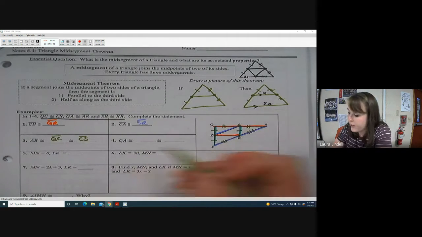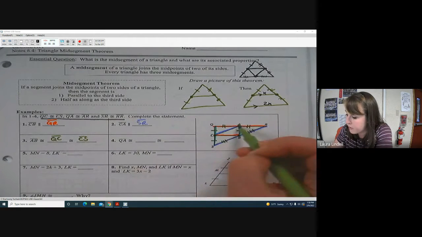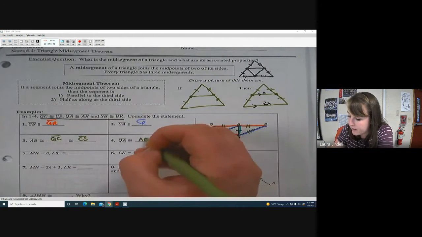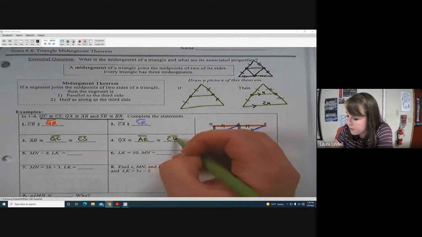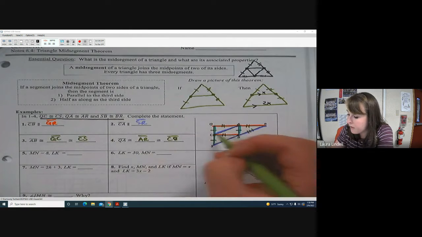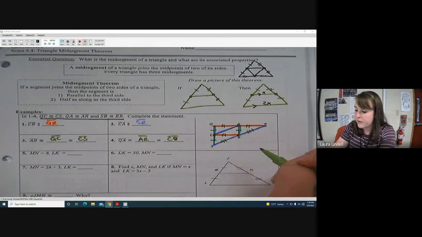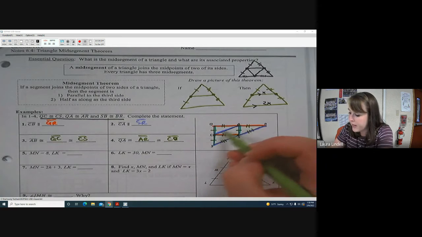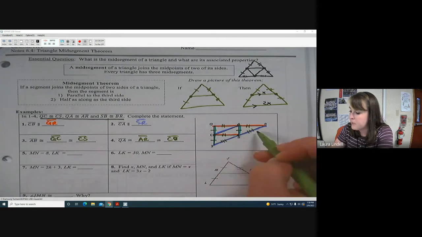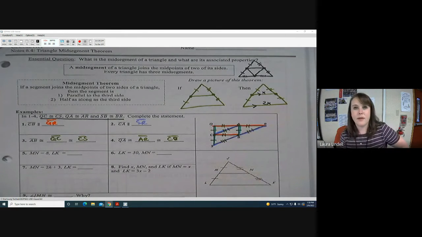So like with QA here, we want to know what that's congruent to. Well, we know QA is congruent to AR because we already have that. But it's also congruent to CB, the midsegment for that side. And then, for extra notes credit, we could also round out our picture over here. AC is going to be congruent to SB and BR. So we can mark that one. And there we go. So that's one kind of problem that we might be doing.